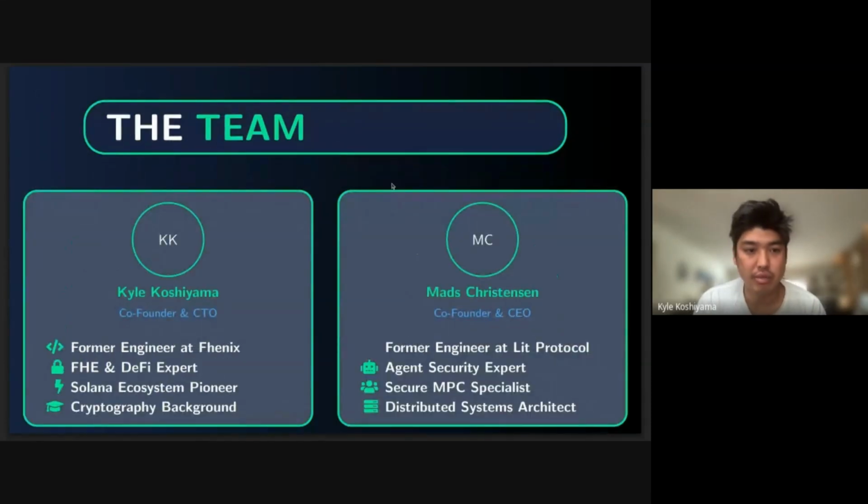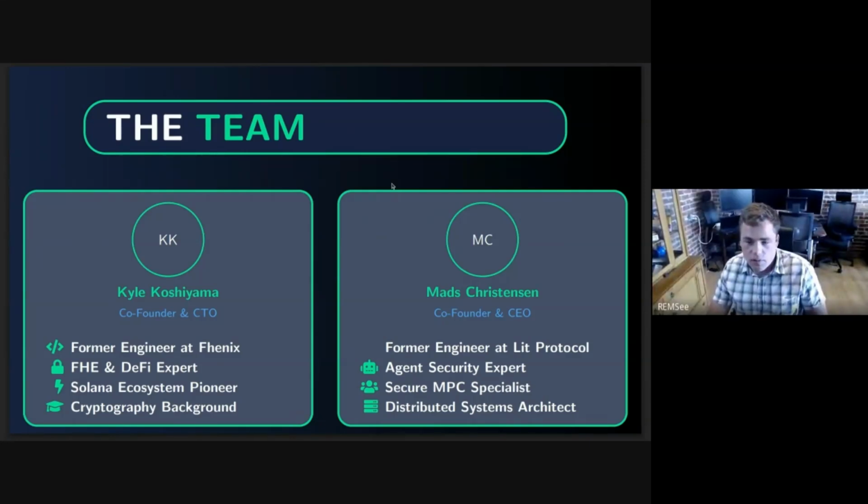And then the team is myself. I was a former engineer at Phoenix, which was building FHE, fully homomorphic encryption, on the EVM. Thanks, Mads. I'm a former engineer at Lit Protocol, and I built a lot of agent security protocols. I'm really interested in agents and the potential that they have to expand DeFi capabilities to Web 2 platforms and beyond. So yeah, I'm really excited about working on this project. Fully homomorphic encryption is a super cool technology.